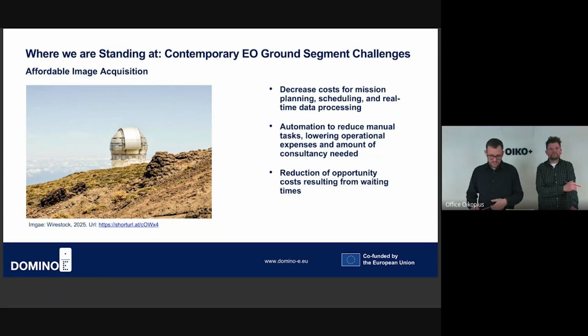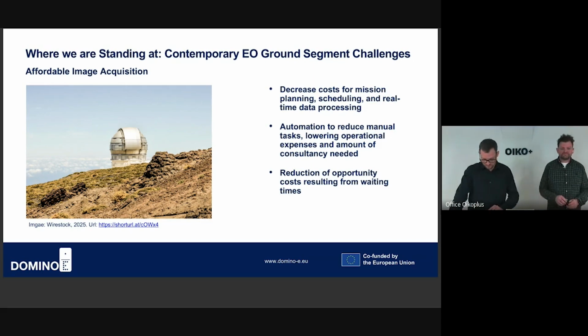And that means rethinking how we build, how we operate, how we integrate Earth observation ground systems today. And that's exactly where Domino-E enters the picture. Now, before I hand over to our colleagues who are the experts on the Domino architecture itself, I just want to make one last excursus to the tasking loop.